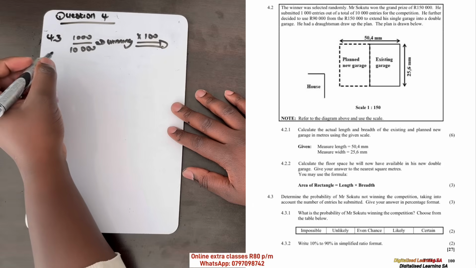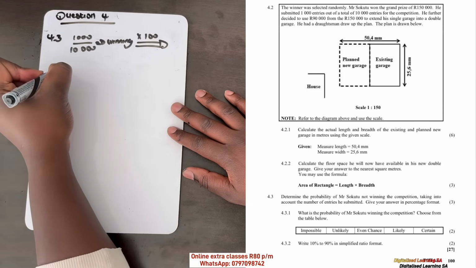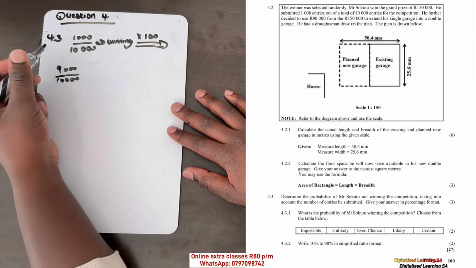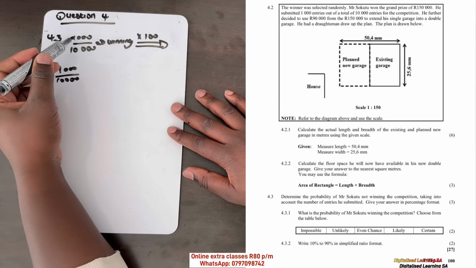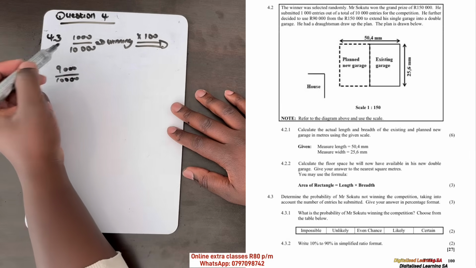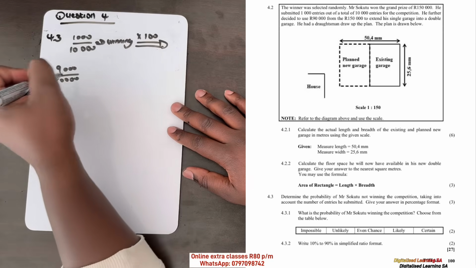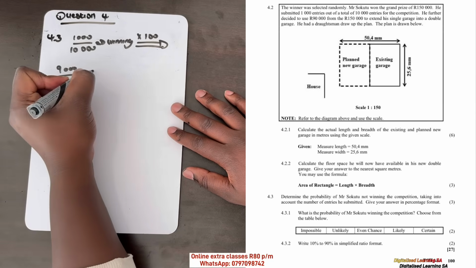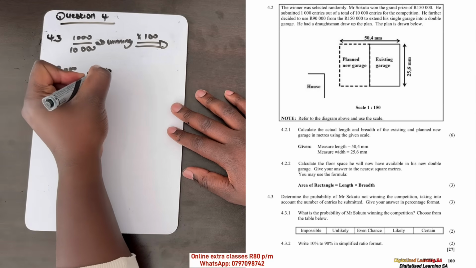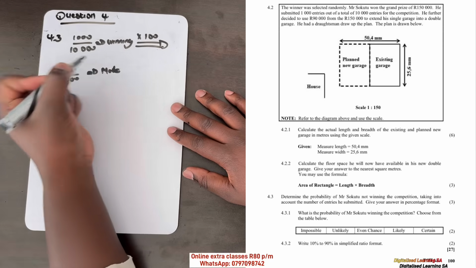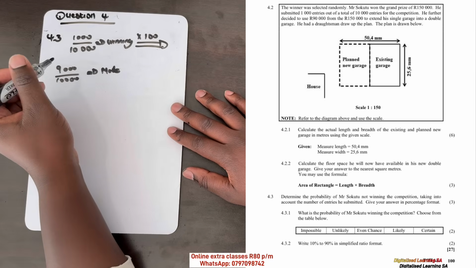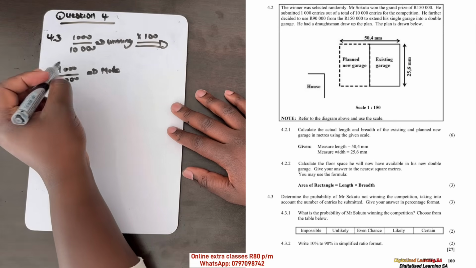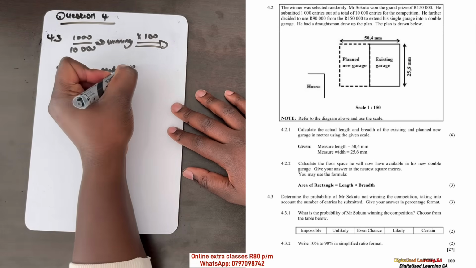And then the probability of him not winning will be 9,000 over 10,000. So we just minus 1,000 from the 10,000. So this is the probability of him not winning because he didn't submit 9,000 entries. He only submitted 1,000 out of the 10,000.